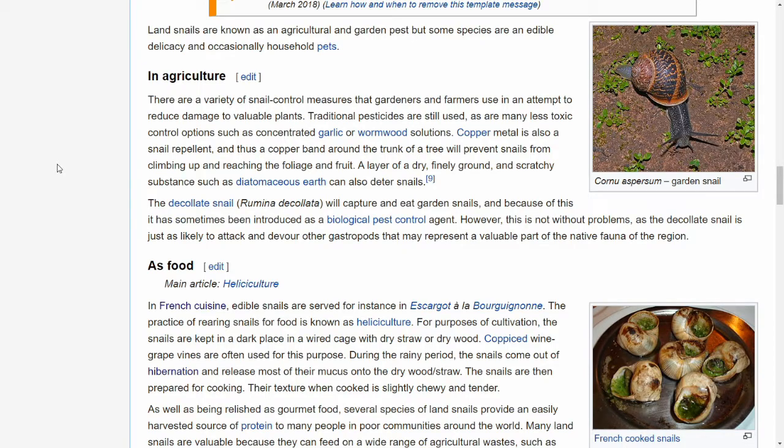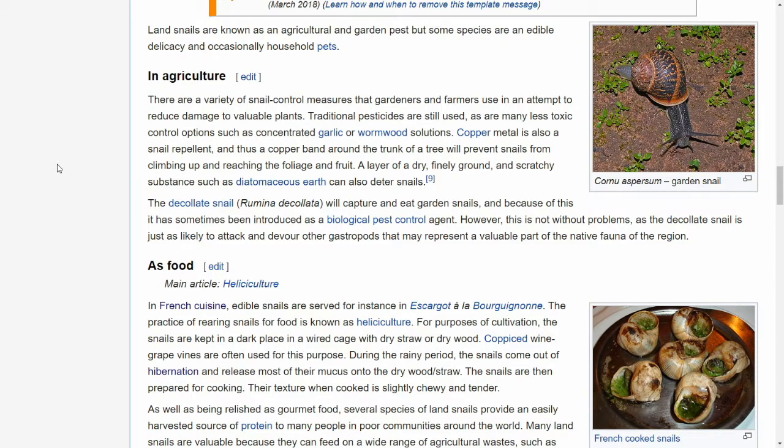A layer of a dry, finely ground and scratchy substance such as diatomaceous earth can also deter snails. I have no idea what that is.